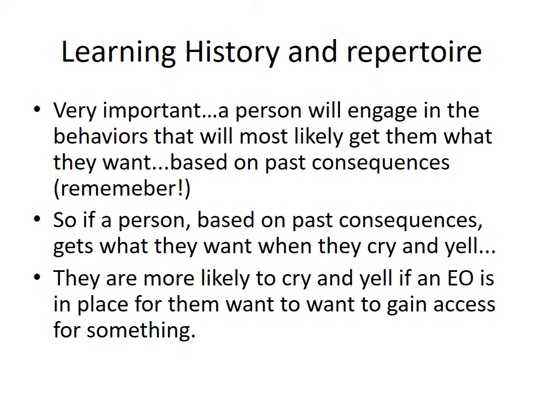So, learning history and repertoire. This is very important. A person will engage in the behaviors that will most likely get them what they want, based on past consequences, remember? Remember, for something to be reinforcement or punishment, it has to affect the future likelihood of behavior. Therefore, a person will engage in behaviors that will most likely get them what they want, or get them out of something, to escape something, based on what's happened in the past.